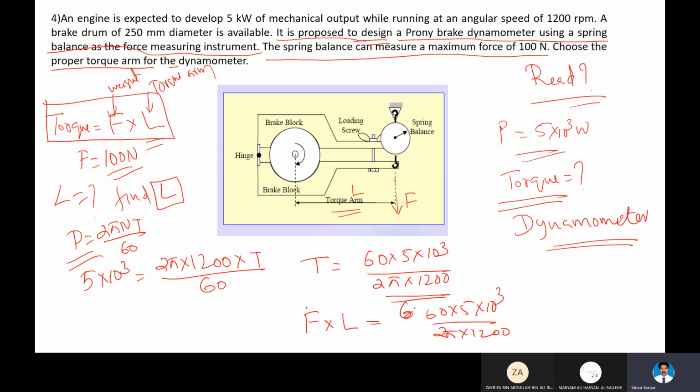I have F here. F is equal to 100. Can you substitute F as 100 and find the length of the arm from here?